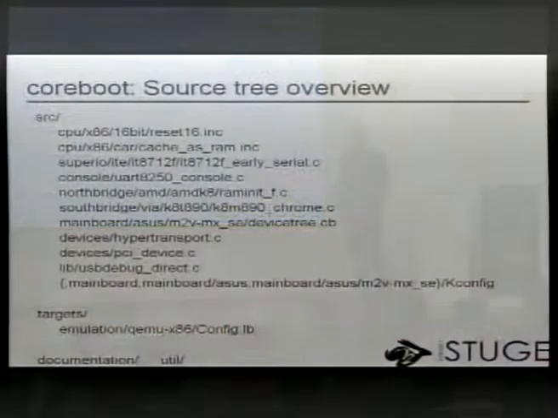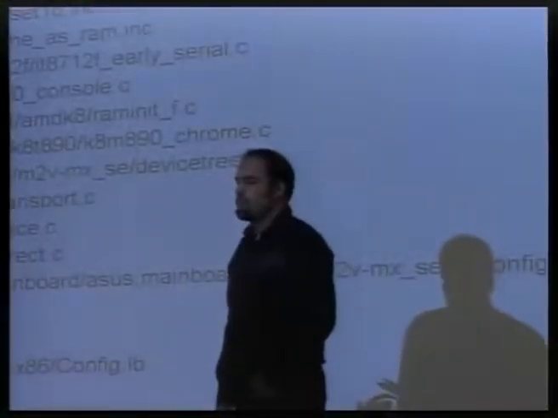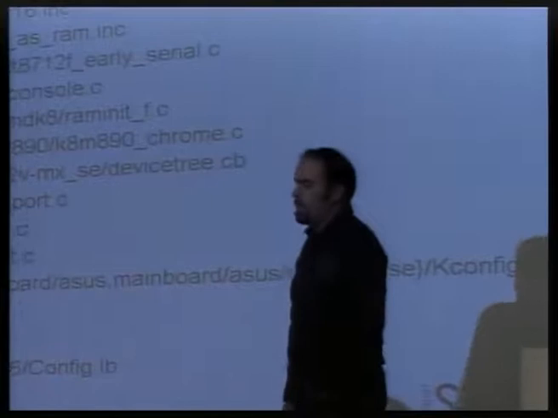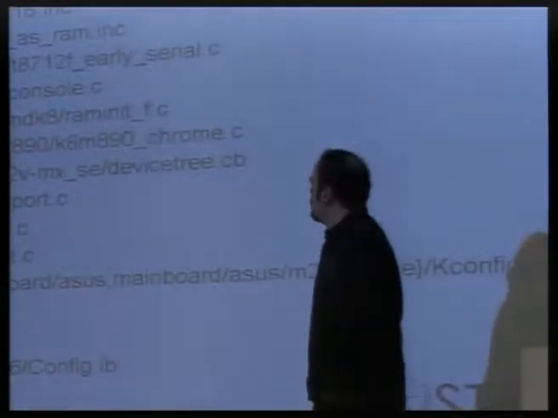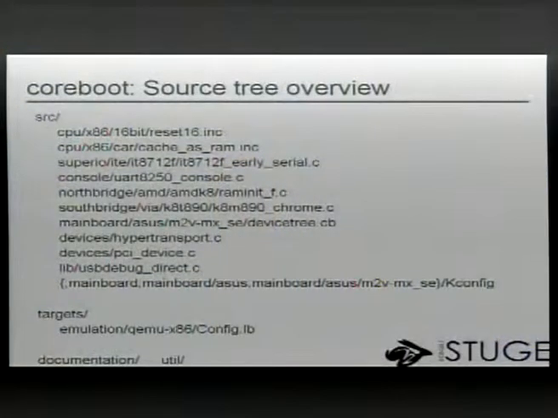And in the source tree, there's a couple of subdirectories, 4 at the moment. There's been a lot of restructuring over the last year, pretty much, and I'm going to talk a bit about that soon. But some examples of files you can find in the source tree. You have first of all the source directory. That's where all the fun stuff is. It has a couple of subdirectories: CPU, Super I/O, console, North Bridge, South Bridge, mainboard, devices, lib. It probably has a few more, but these were the most interesting ones, I think.